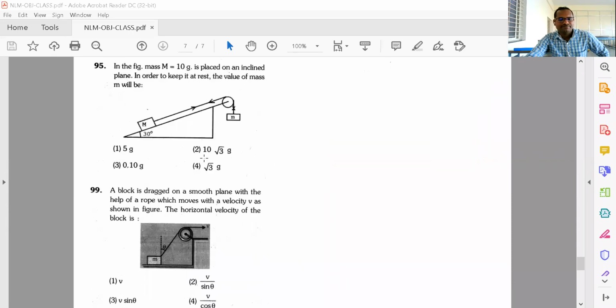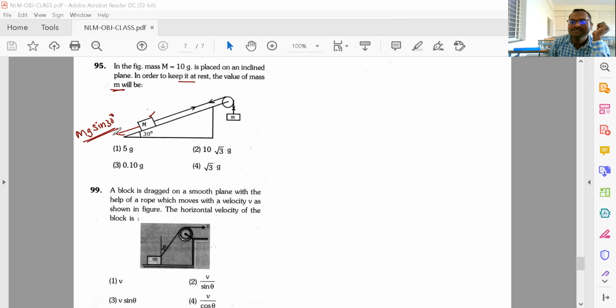Next, let us take 95. Question number 95. Students, see question number 95. Here what they have given in the figure. Mass capital M is 10 grams. This is 10 grams, placed on an inclined plane. In order to keep it at rest, the value of small m will be, yeah. On this, how much force is acting? Simply this side, how much force is acting, you see. How much is it? Nothing but mg sin 30. Yes or no? Yes, you know.